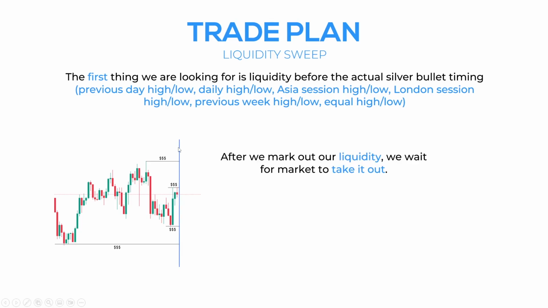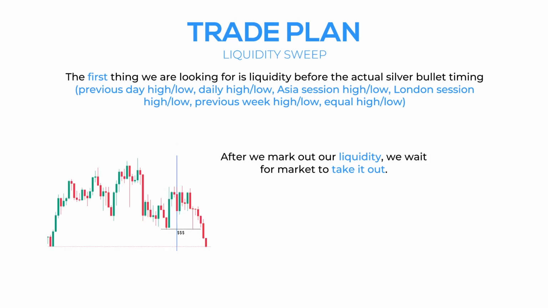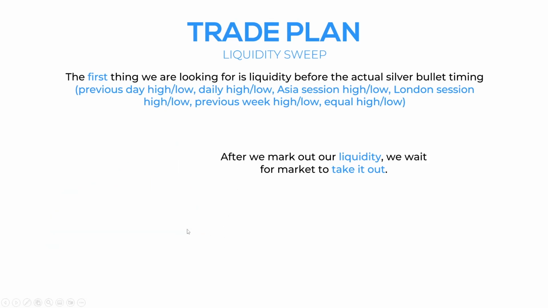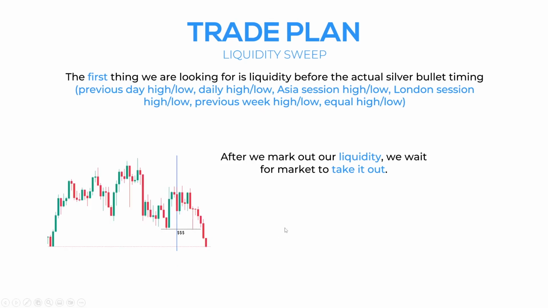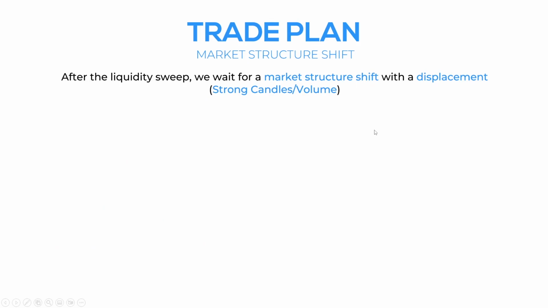The next thing we look for is for the market to take out this liquidity that we have marked out. Again, this is what we're looking for. You can see the market did take this low right over here that we have marked out. Now, after this liquidity sweep, we wait for a market structure shift with a displacement. All a displacement is, is strong candles with volume, okay?